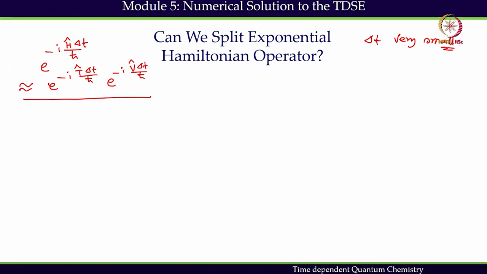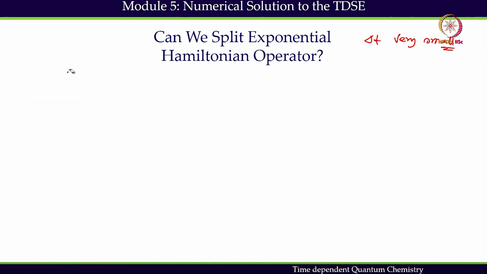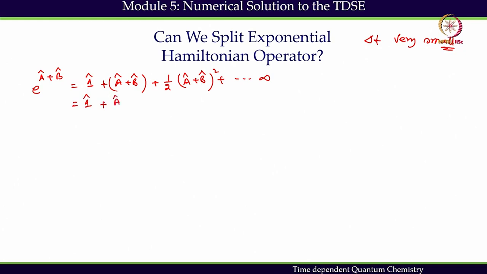and this is what we are going to prove first. So first let us prove what will happen if I split it directly. I have two operators, let us say A and B. I will be able to write e to the power A plus B as 1 plus A plus B plus half A plus B whole square, which is nothing but 1 plus A plus B plus A square plus B square by 2 plus AB by 2 plus BA by 2 and so on. So this is the form of e to the power A plus B.